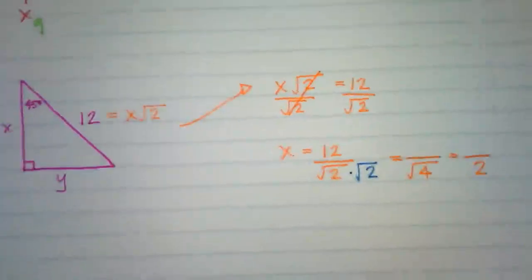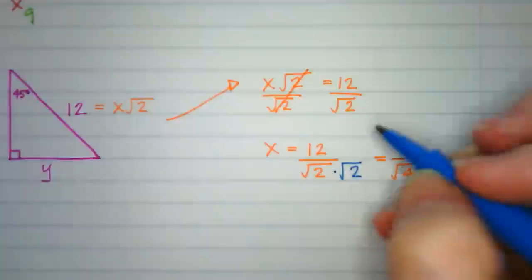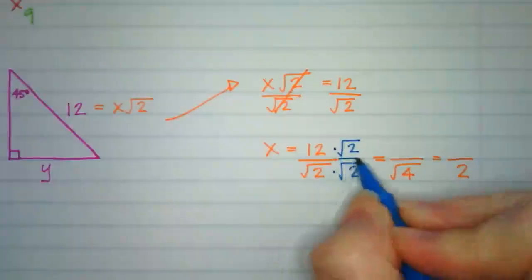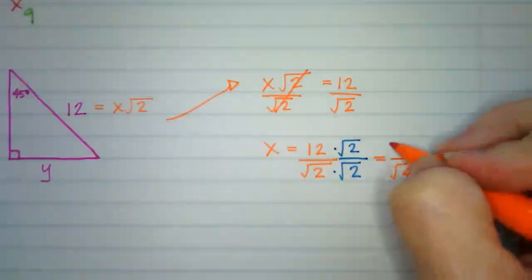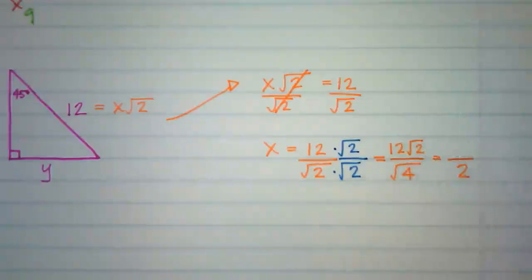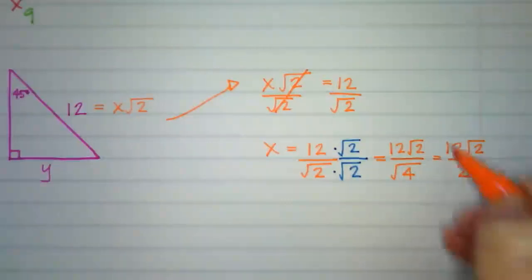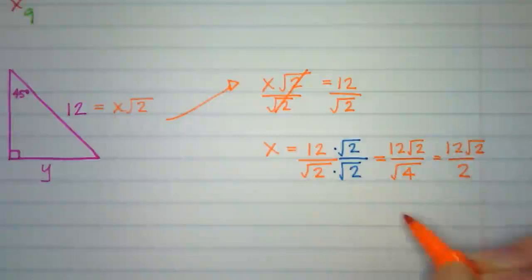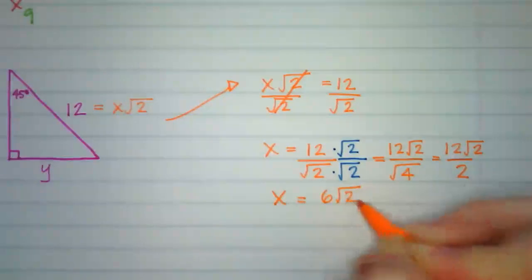You know the rule is whatever you do to one, you have to do the other. If I multiply this fraction by the square root of 2 over the square root of 2, I'm really just multiplying this fraction by 1. On the top, I'm going to get 12 root 2, which isn't going to change. But then I can simplify right here and end up with side x being 6 root 2.